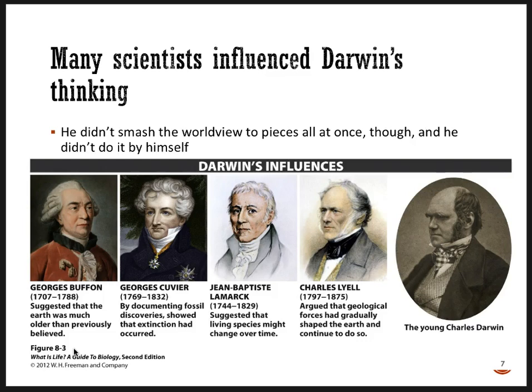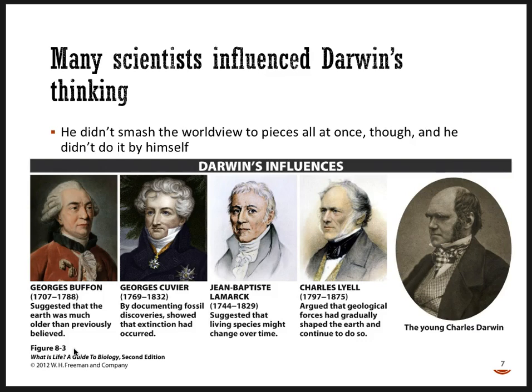Our next guy is Lamarck. I have a couple of slides talking about Lamarck. So let me just briefly tell you that he was one of the people before Darwin that actually said that species, living things, they might change over time. Now, he wasn't right with how it happened. That was Darwin that got it right. But still, it was an influence to Darwin.